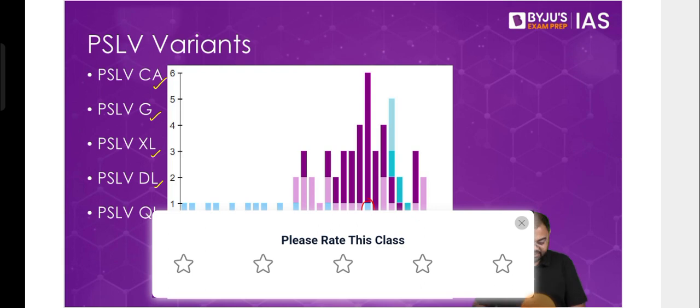So after 2016, this variant has not been used. It was discontinued, and it was replaced with these two launch vehicles, PSLV DL and QL. And you'll see that after that, from 2019 onwards, we started using PSLV DL and QL as well.